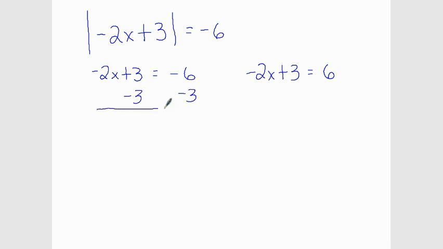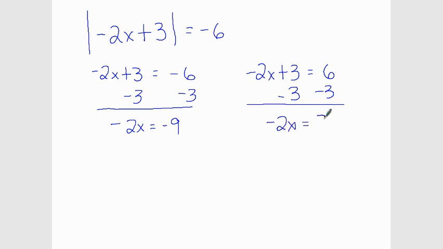Okay, so I'm going to go ahead and subtract 3 from both sides. And this is nice because I can solve these simultaneously. We can see if I set it up this way, I'm doing minus 3 as my first step for both of them. So I get negative 2x equals negative 6 minus 3 is negative 9. And then over here, I get negative 2x equals 6 minus 3, which is 3.